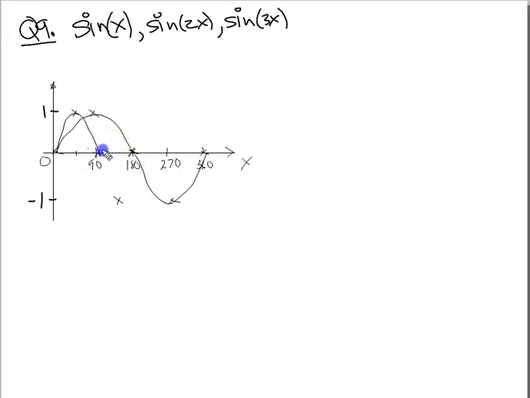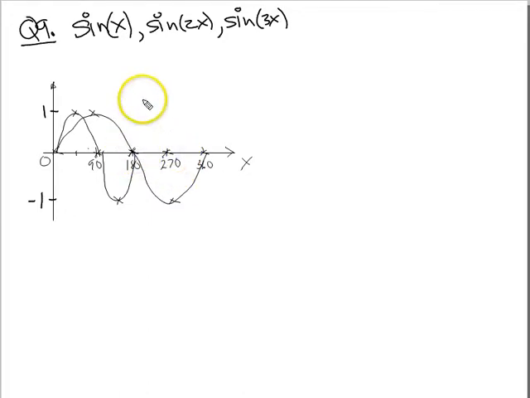So can you see what happens? It goes down and up. So instead of it going up and down in 180 and down and up in 180, it goes up and down in half as much, 90, and down and up in half as much, 90. So that same sort of pattern continues then.